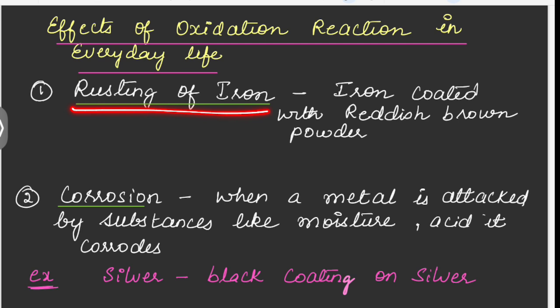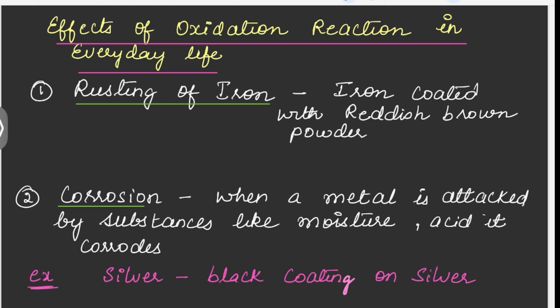So the first effect is called rusting of iron. You would have observed this in your home itself. Suppose some iron article like an iron table is kept open in an open area for a longer time. What you can observe is a reddish brown coating formed on the iron. Have you observed that? That is nothing but rust. So iron coated with reddish brown powder is called rusting of iron.